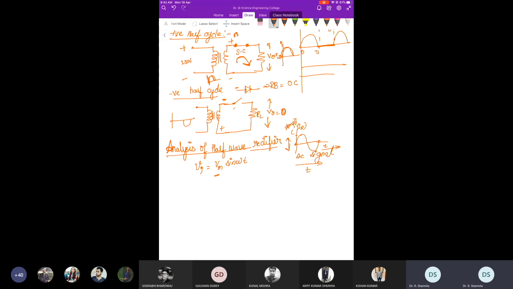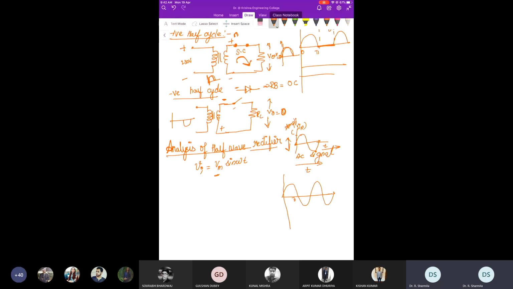Sine omega t: omega is nothing but the angular frequency, and t is nothing but the time t. From this expression, I can write the values. This is my input signal.